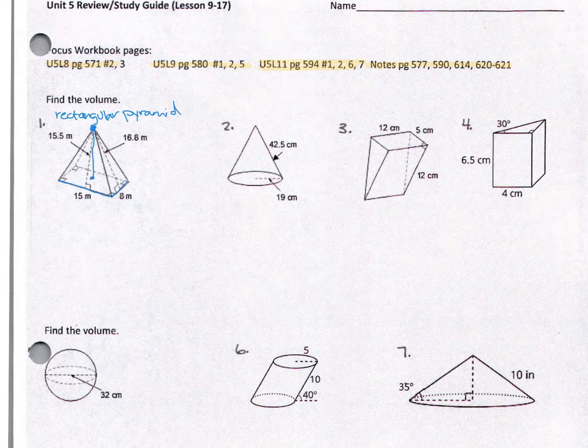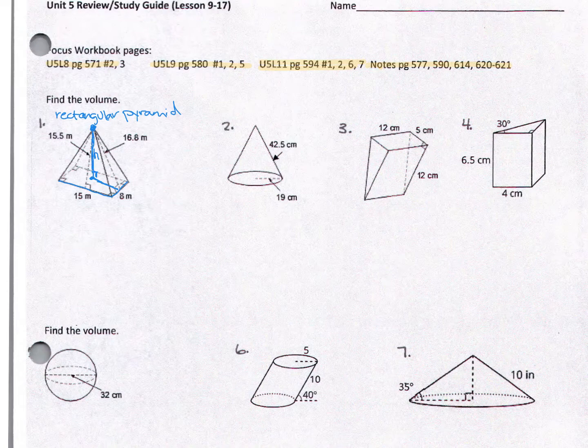So I'm going to drop a height down from my point to the center of my rectangular base, and this is my H, and I don't know it. And so I'd like to find it. So I'm going to join my base to this 16.8 slant height that I have here, and when I do, I create a right triangle on the interior of the triangle.